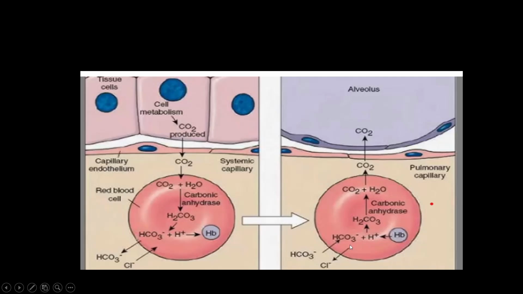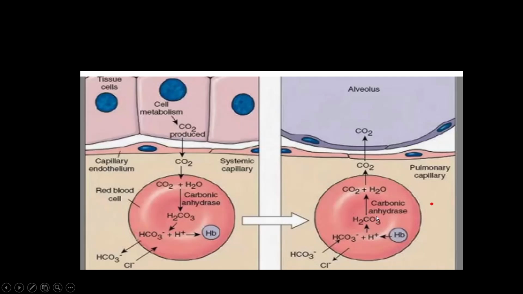In that case, when carbon dioxide reaches the lungs through pulmonary capillary, bicarbonate ion, which in the previous case was expelled into the plasma, now re-enters the RBC from plasma, and at the same time chloride ion, which was previously in the RBC and then expelled out, moves out, and bicarbonate ion then combines with hydrogen ion, positively charged, forming carbonic acid.